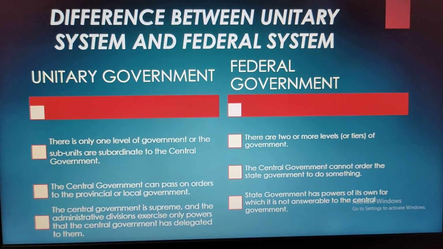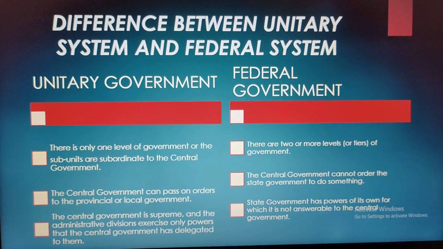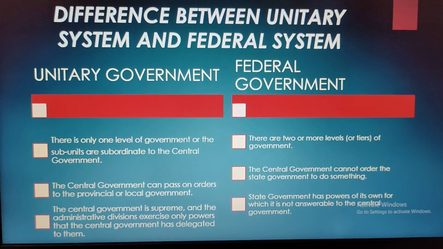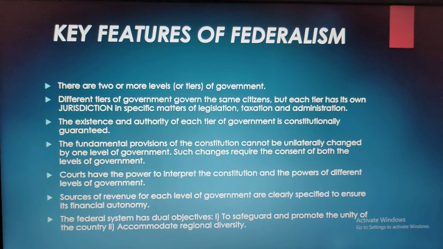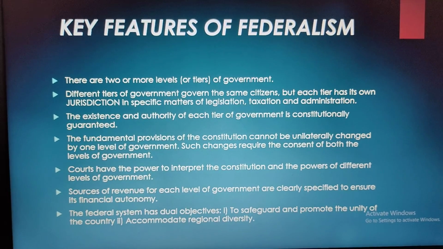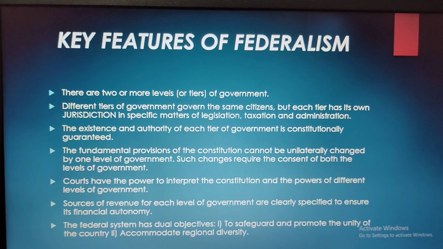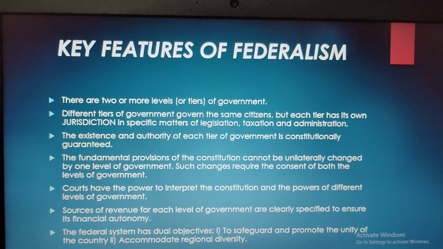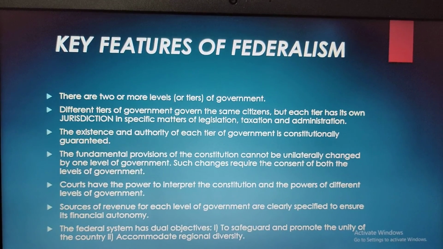Now, in a federal government, there are two or more levels of government. The central government cannot order the state government to do something. A state government has its own power for which it is not answerable to the central government. Now, key features of federalism. There are two or more levels of government. Different tiers of government govern the same citizens, but each tier has its own jurisdiction in specific matters of legislation, taxation, and administration.